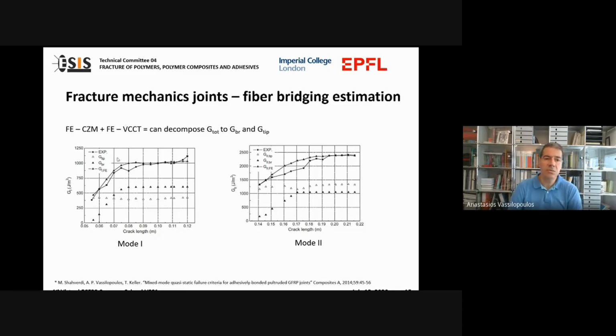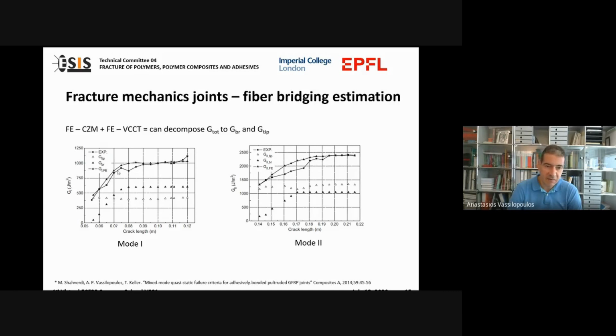What we can also do in these cases where we have a lot of bridging is use finite element with cohesive zone modeling and also the finite element method with VCCT, the virtual crack closure technique. And by using this combination of finite element techniques, we can decompose the G total into G bridging and G tip. So G tip is the energy needed to open the crack tip, and G bridging is the energy needed to propagate the crack when bridging appears.